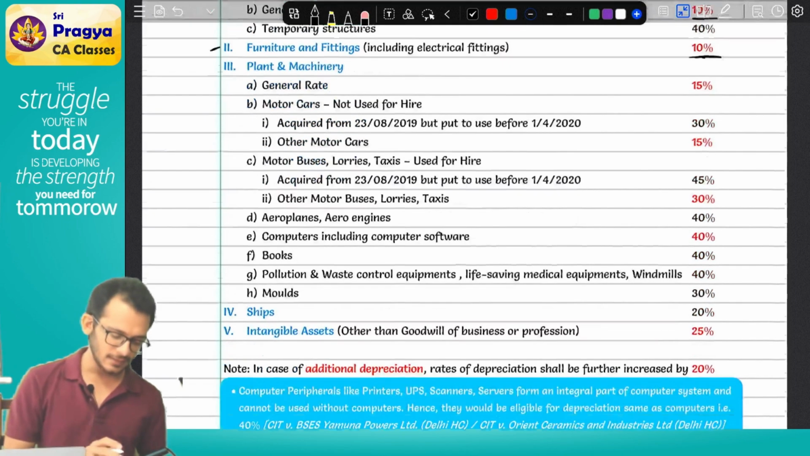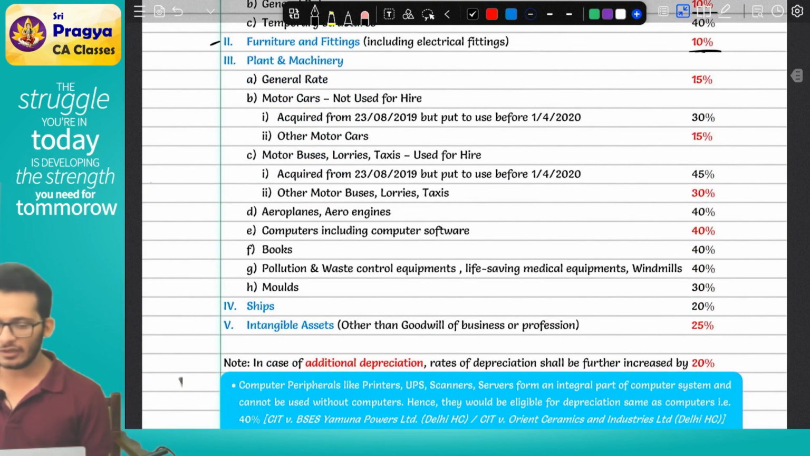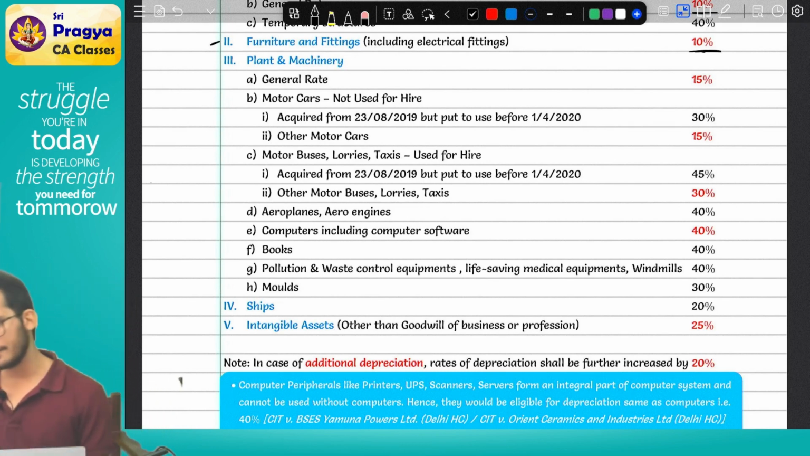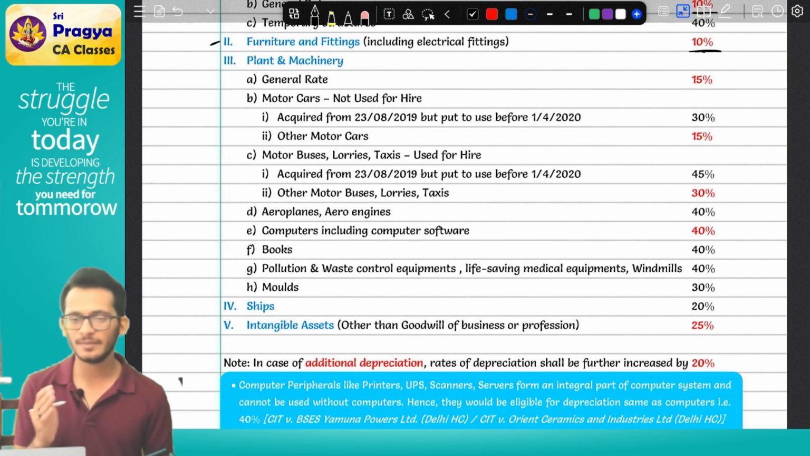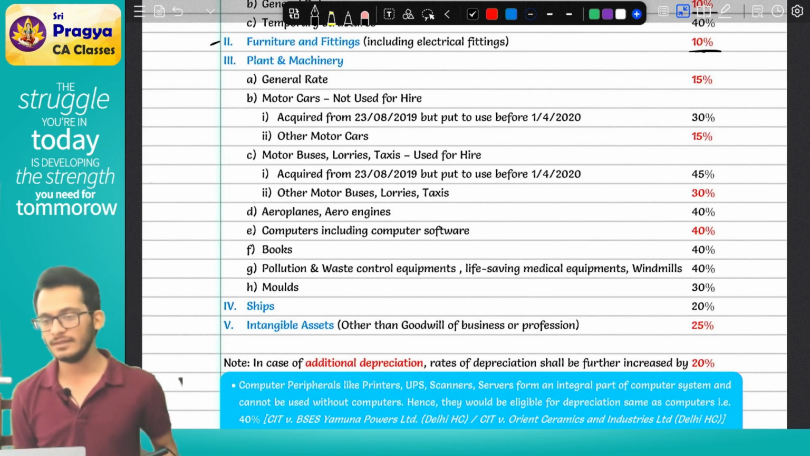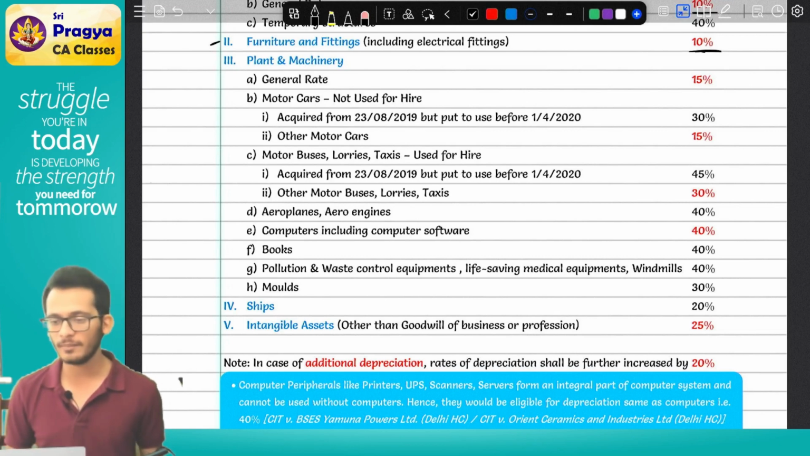Yes. Next is called your plant and machinery. Under the depreciation chapter, plant and machinery is the garbage chapter. It is the garbage section, which means everything which is not forming in the other blocks will form in plant and machinery.